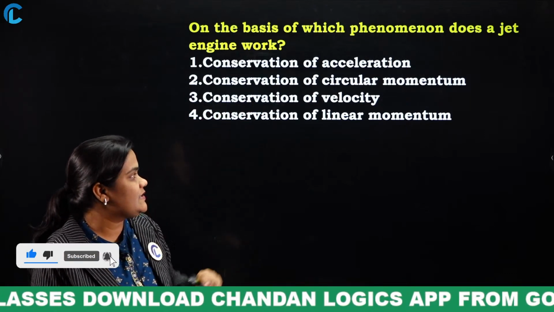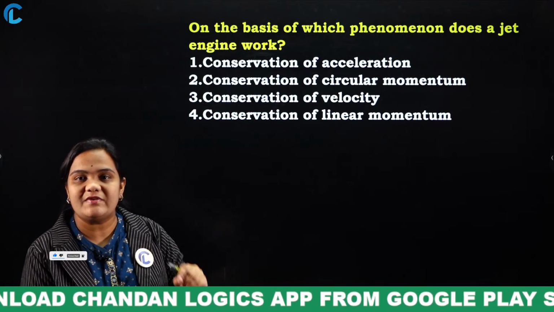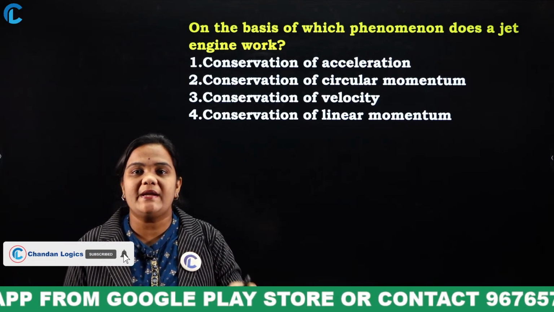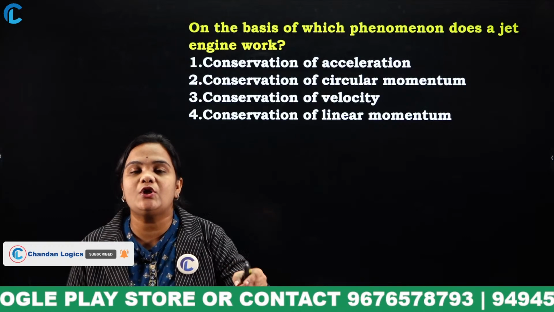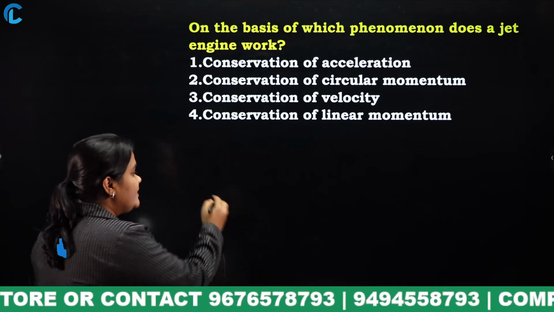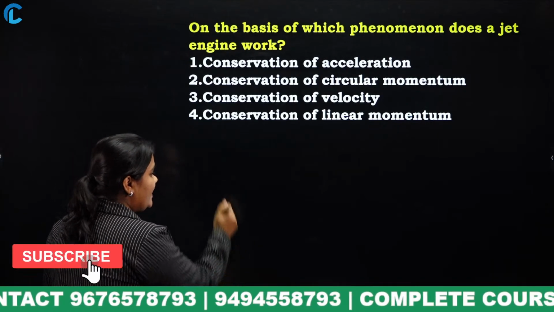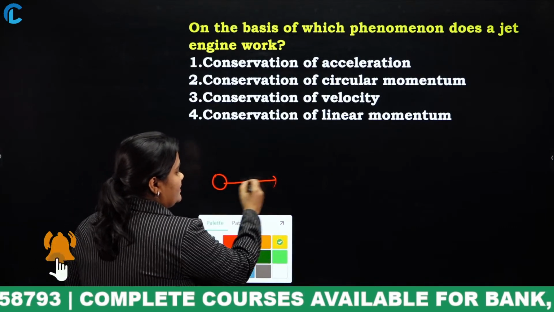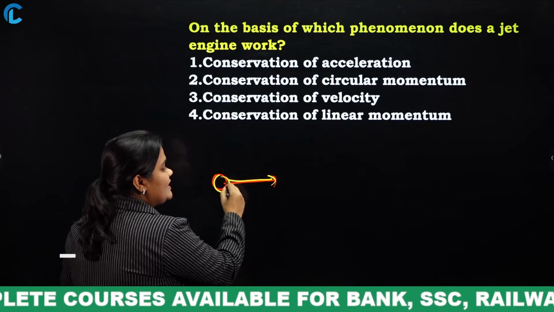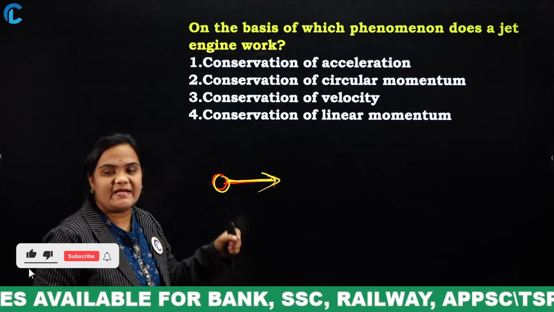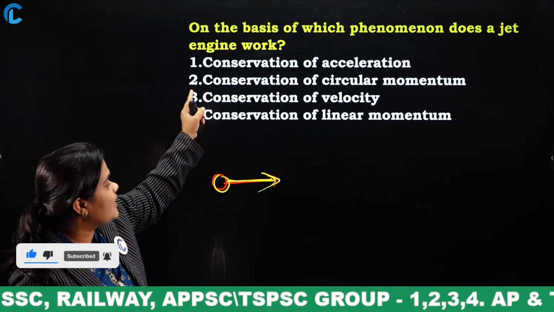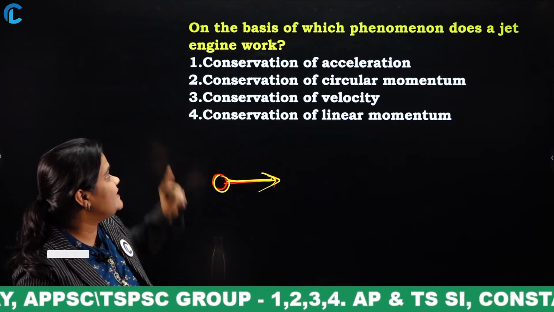Then what is conservation of velocity? What do you mean by velocity actually? The rate of change of position in a particular direction. If an object moves in a particular direction with some speed, we say it is velocity. Then the question is, on the basis of which phenomenon does a jet engine work?